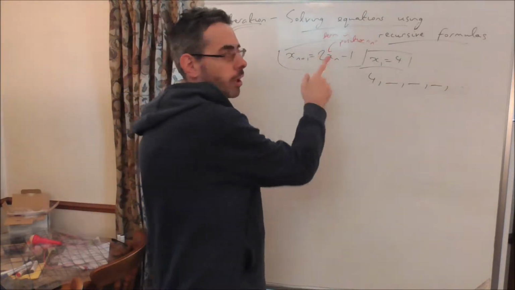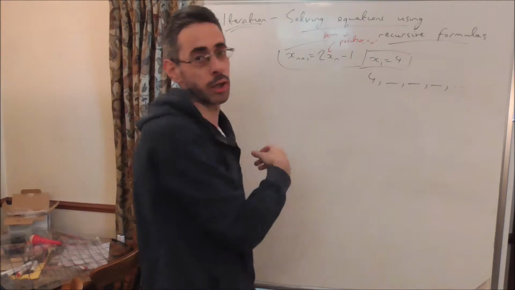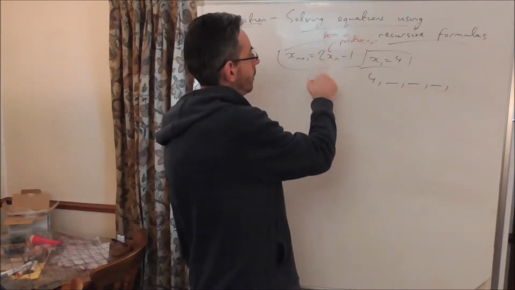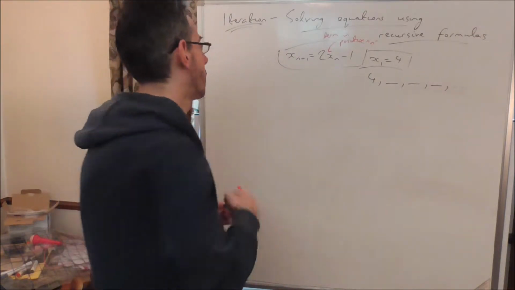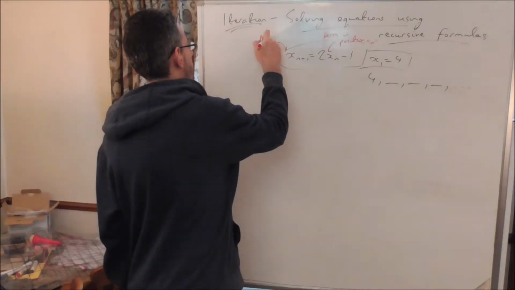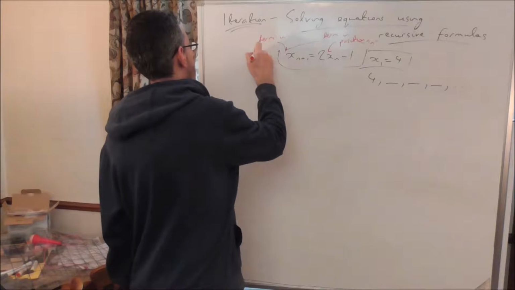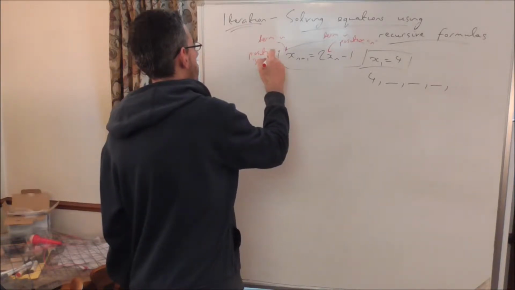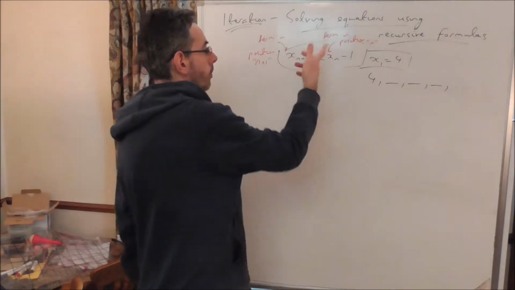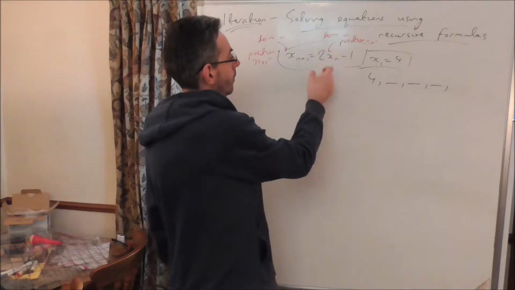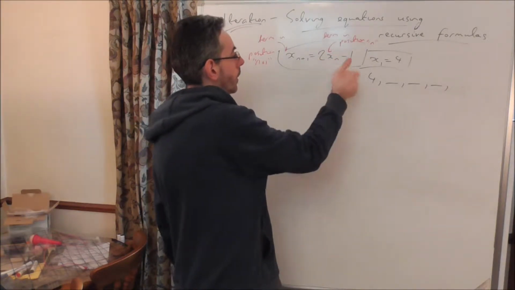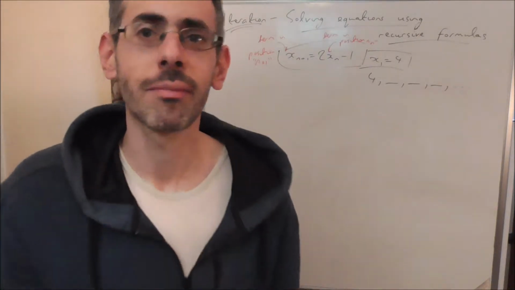So what this formula is saying is you take the term in position n, where n could be any number, you double it, you take away 1, and that gives you the next term, the term in position n plus 1. In other words, the term after the term in position n. So the formula is saying you take a term, you double it, take away 1, and that gives you the next term of the sequence.